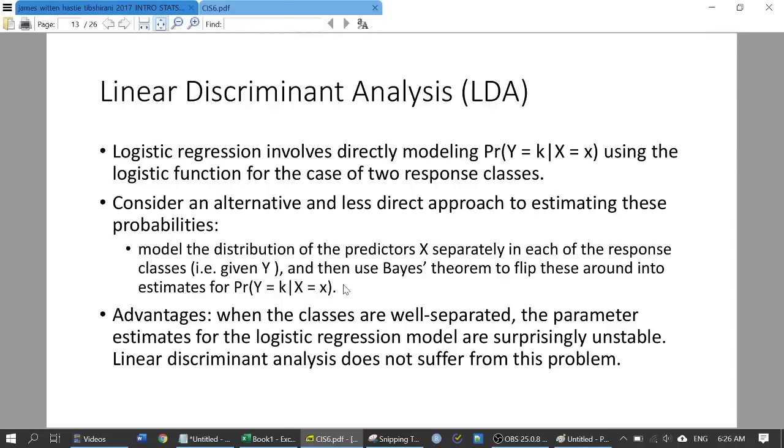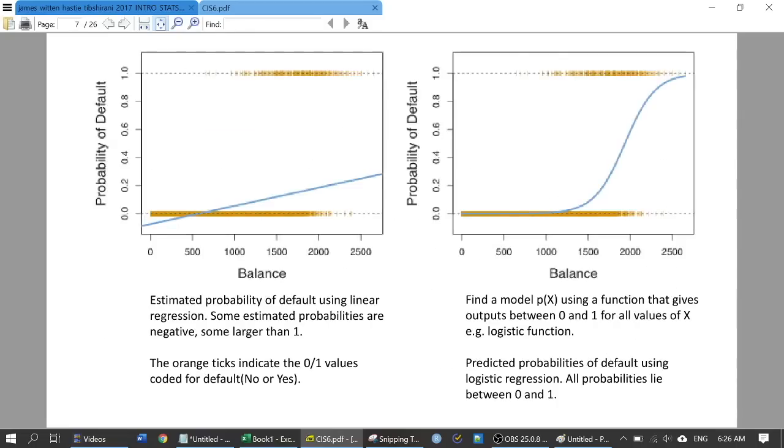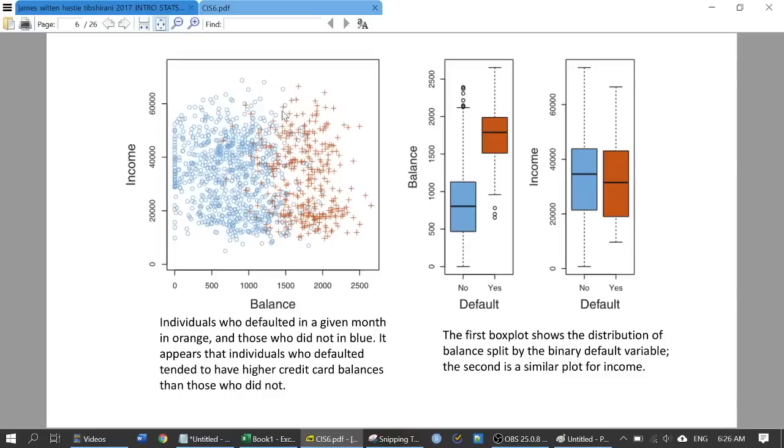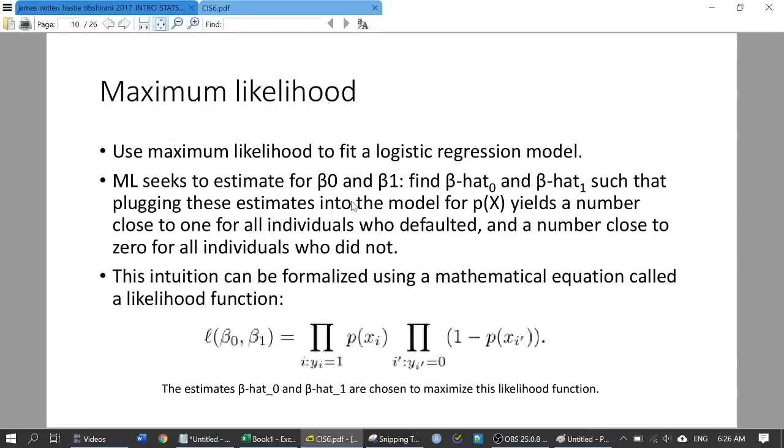What is the advantage of LDA? When the classes are well separated, it means that those with a higher credit card balance will most likely become defaulters. This is what it means by well separated. If you look at the account balance here, those with a high account balance will be more likely to become defaulters compared to those with a lower balance. So this is quite obvious and quite separated. Of course, they are overlapping, but we can see a very clear pattern from here.